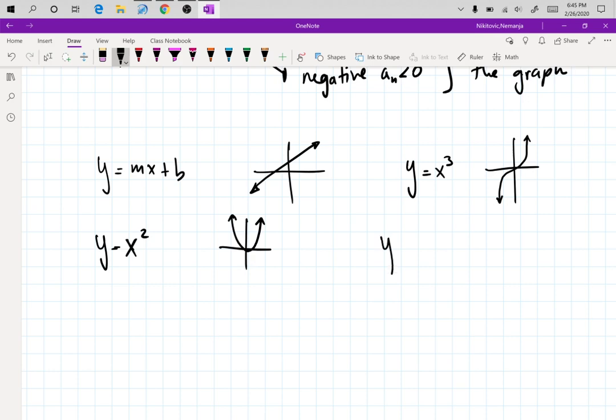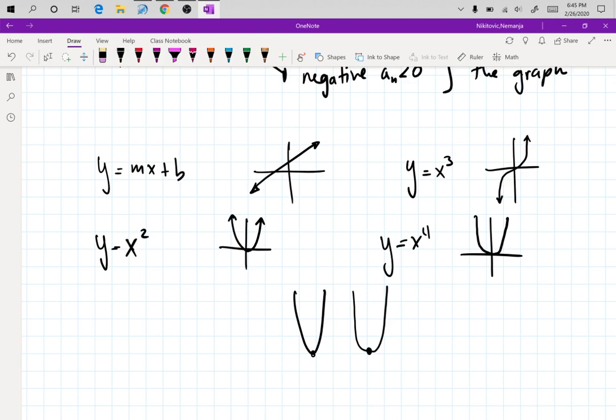Now I'm going to draw x to the 4th over here. It's going to look very similar to x squared. What it does, it kind of hangs. See, x squared goes immediately up at the point, and this one kind of hangs out around the minimum point and then goes up. So that's the difference between x squared and x to the 4th. But what do they share? They both go up.